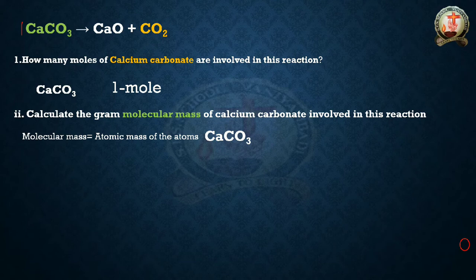Now I am going to take calcium carbonate. Molecular mass is equal to the sum of the atomic masses. How do we calculate it? First, calcium: only one calcium is present, so 1 into 40, the atomic weight of calcium, plus 1 into 12, the atomic weight of carbon, then plus 3 into 16. 16 is the atomic weight of oxygen. Three atoms are present here, so we write 3 into 16.